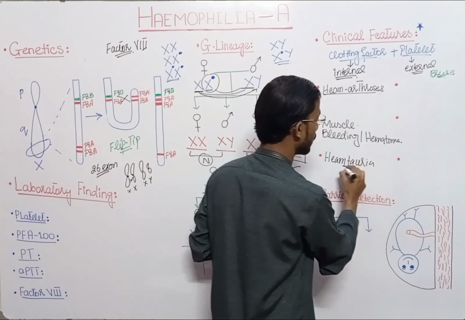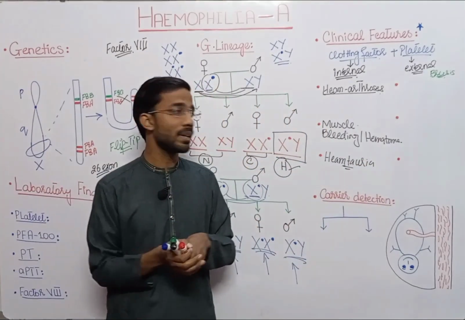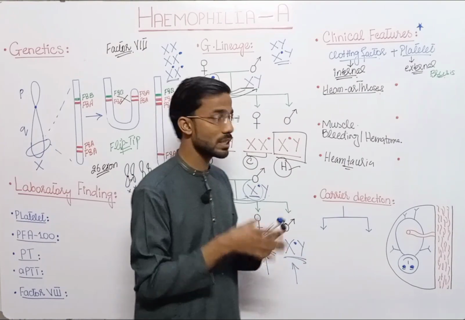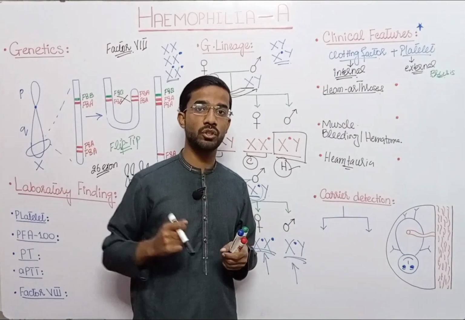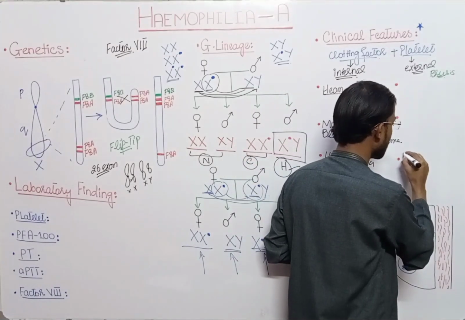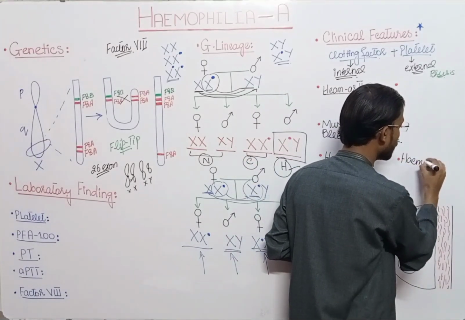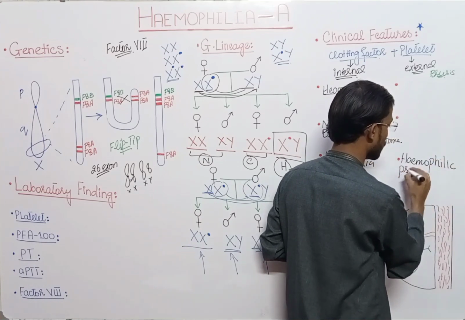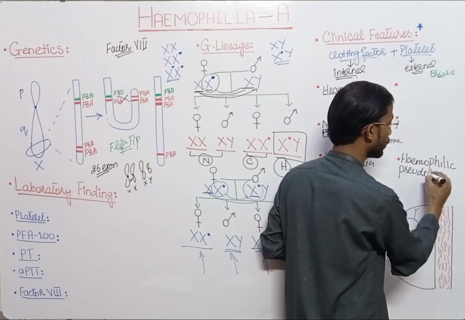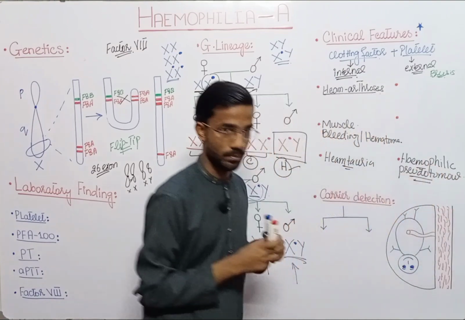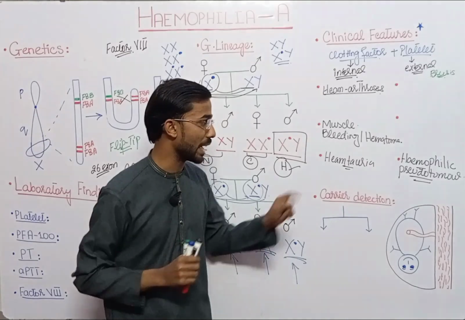hematuria. Hematuria means you will also see the blood in the urine. So this is also a clinical feature of hemophilia A. And the most important is you will see the hemophilic pseudo tumor. This is a very important clinical feature of hemophilia A.